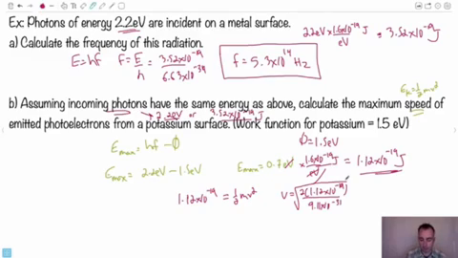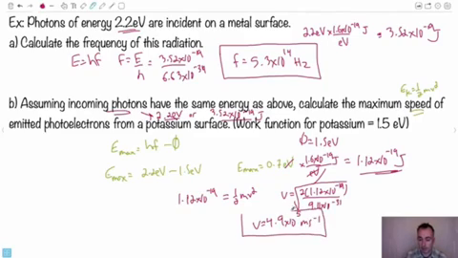Let's figure that out. So 1.12 times 10 to the minus 19 times 2. Divide that by the mass of an electron. Let's hope we get this right here. At least we've done it right. So then I have this value right here. I have a v then, which is 4.9 times 10 to the 5 meters per second.